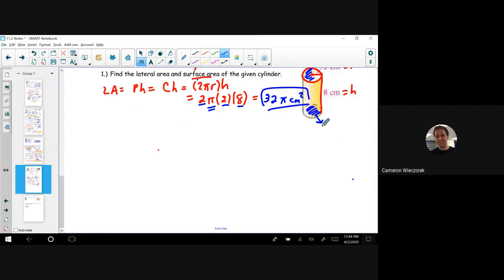In order to find the total surface area, I'm going to need that base area. The base is a circle, with a radius of 2. So I'm just going to get pi r squared. Pi times 2 squared would be 4 pi.